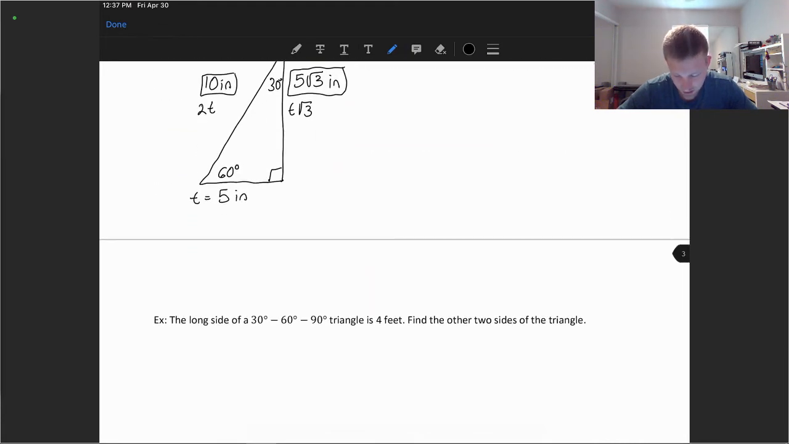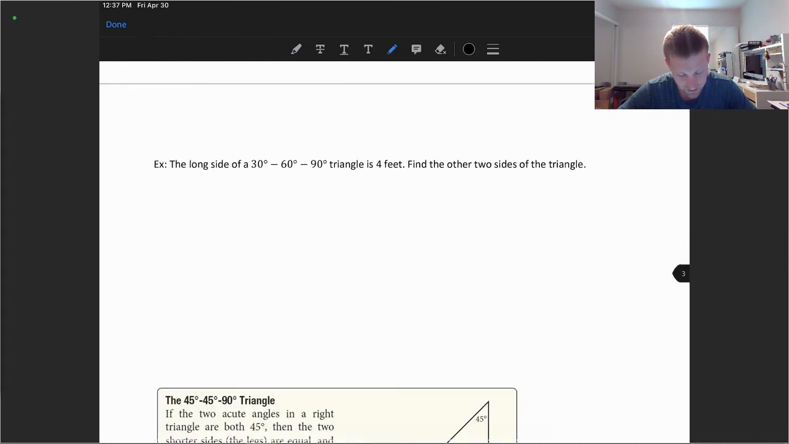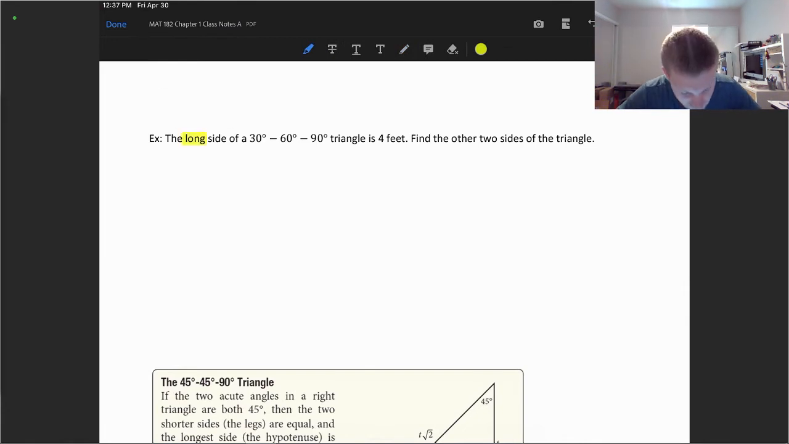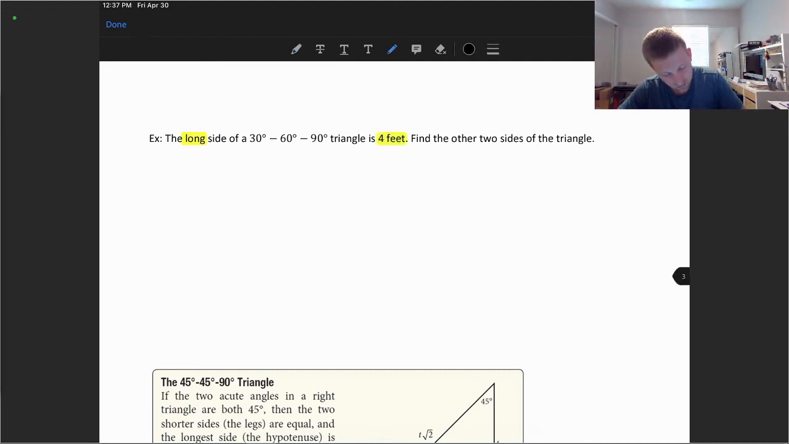Let's take a look at another one of these 30, 60, 90 triangle examples. This one gives us the long side of the 30, 60, 90 triangle as 4 feet. We want to solve for the other sides. So again, let's label a triangle: 30, 60, and my 90. And this gives me the long side, so this is 4 feet.